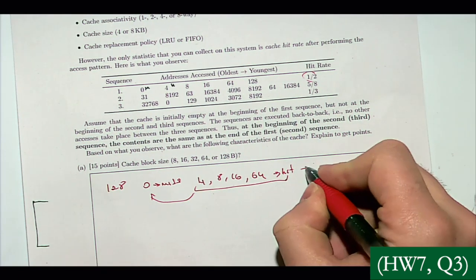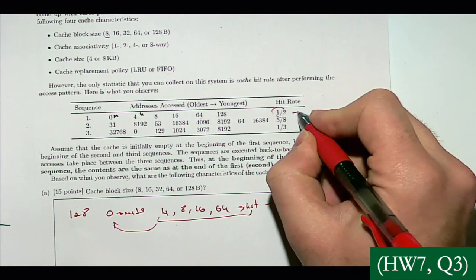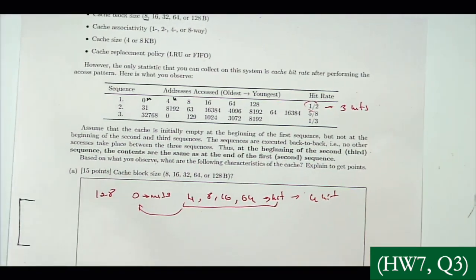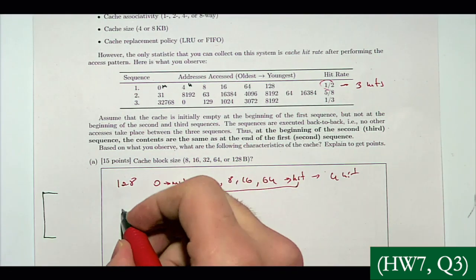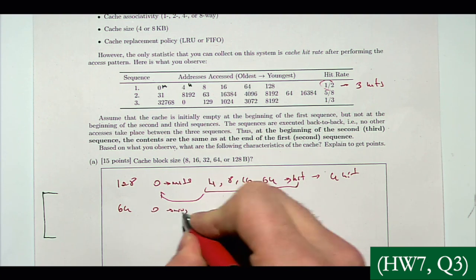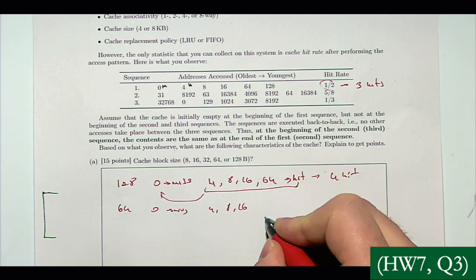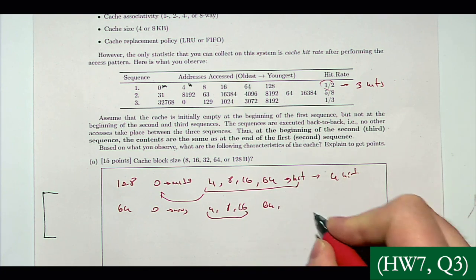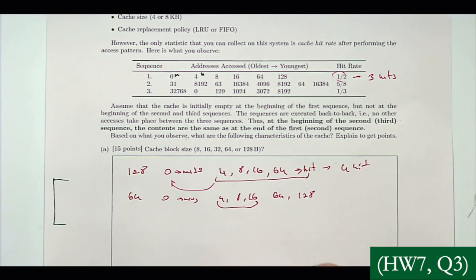So we have basically four hits here, whereas in the first sequence, the question says we have three hits, because we have six accesses and the hit rate is 1/2. So this won't work. So let's try 64. For this one, again, zero is a miss. And again, 4, 8, 16 will be a hit. 64 and 128 will be misses. So this kind of works, okay.